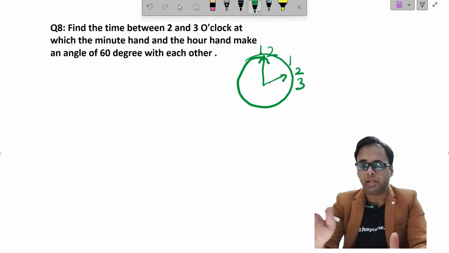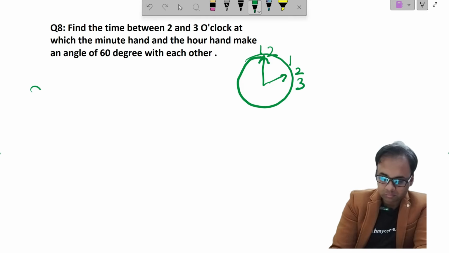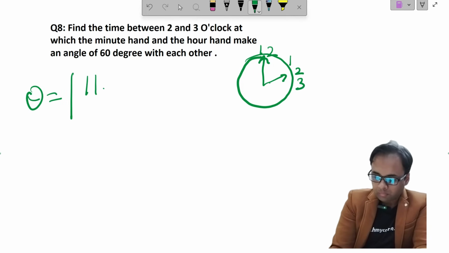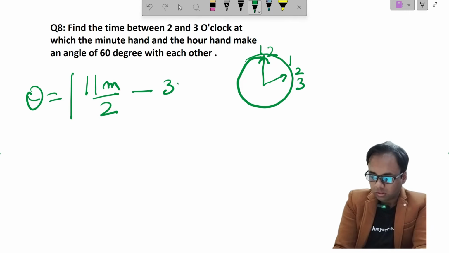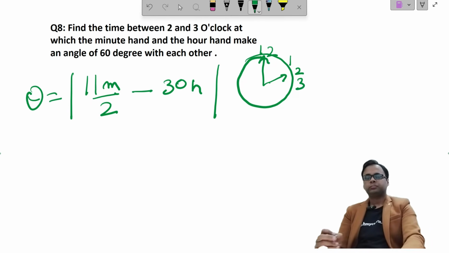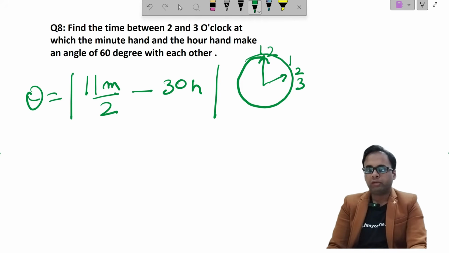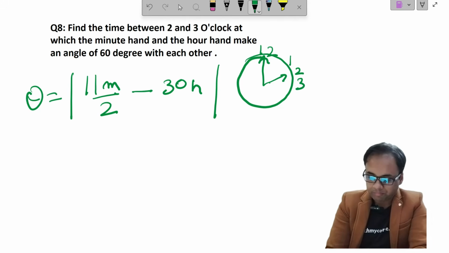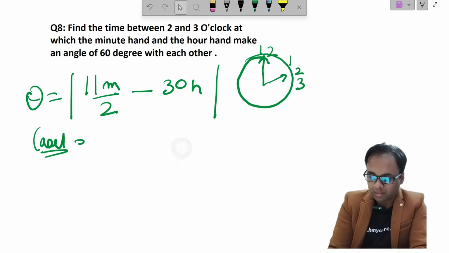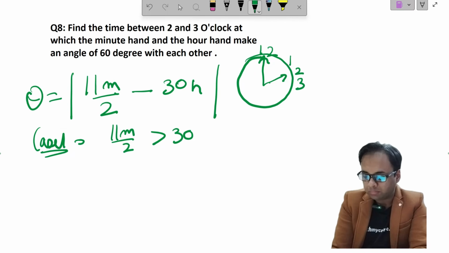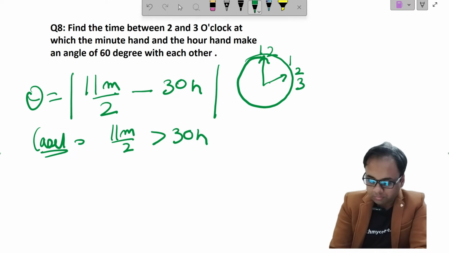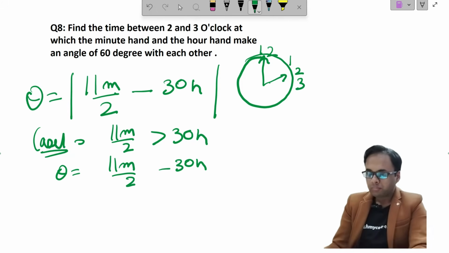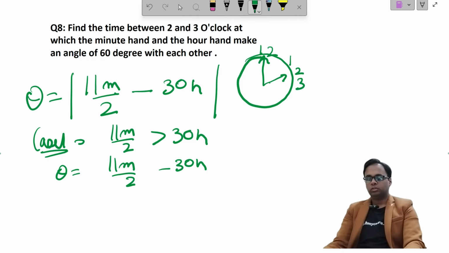Which many of you may not have seen earlier, which is theta equal to 11m by 2 minus 30h. Okay, it is the modulus of 11m by 2 minus 30h. So theta equal to mod of 11m by 2 minus 30h. Okay, so first of all we have to see two cases, like case number 1, when 11m by 2 is greater than 30h. Okay, so for that the equation will be theta equal to 11m by 2 minus 30h. This is how we have removed this modulus operator, because there will be two cases.